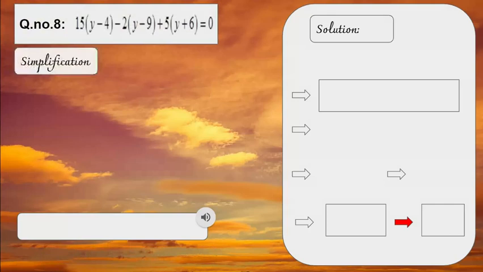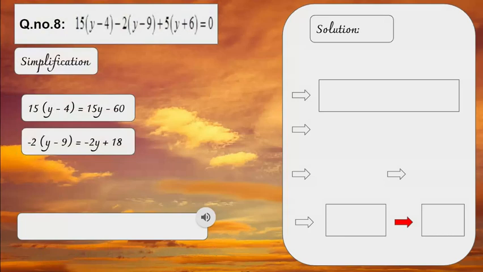You have to solve the solution directly in your notebook. Okay, so let's start. 15 into (y minus 4) means we have to multiply 15 with the y and minus 4 both. So 15 into y, 15y, plus into minus, minus 15 into 4, 60. So 15y minus 60. Next, minus 2 into (y minus 9). Minus 2 into y, minus 2y. Minus into minus, plus 2 nines are 18. So minus 2y plus 18.